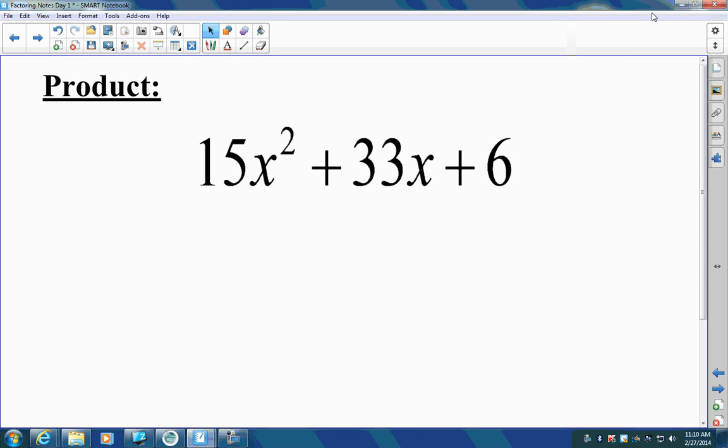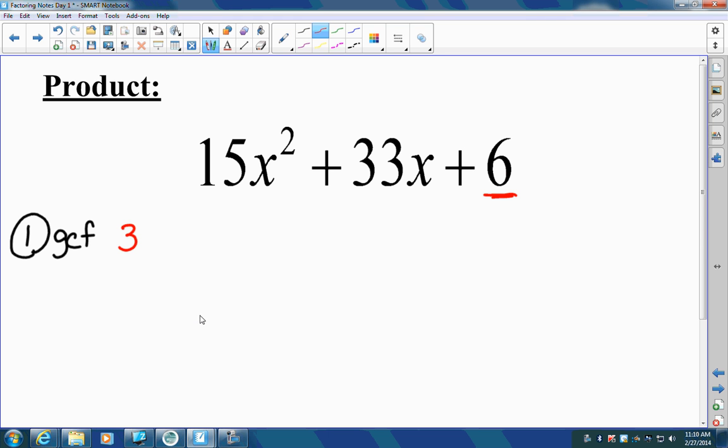Right, we're going to do this with factoring with slide and divide. Here we go. Step 1 is to pull out the GCF. What is the GCF? If I look at the 6, does 6 go into 33? No. But 3 does. 3 goes into each one of those numbers. So I'm going to pull out the GCF, which is a 3.